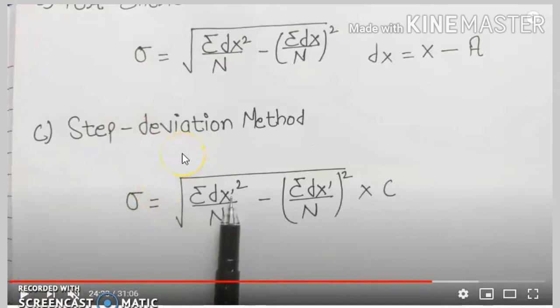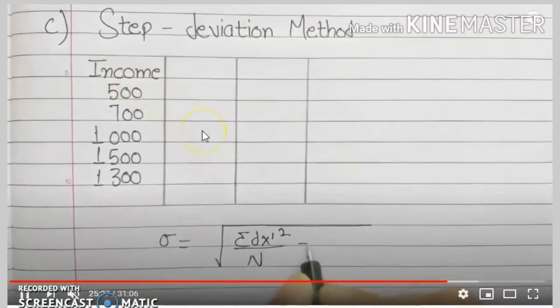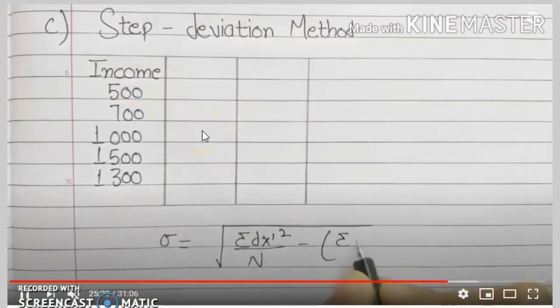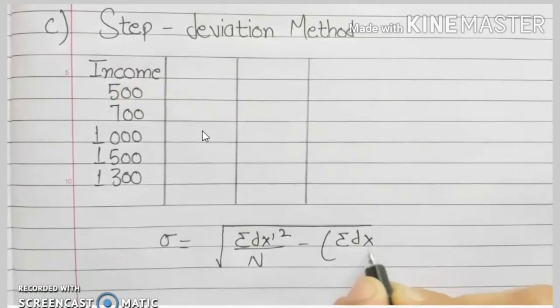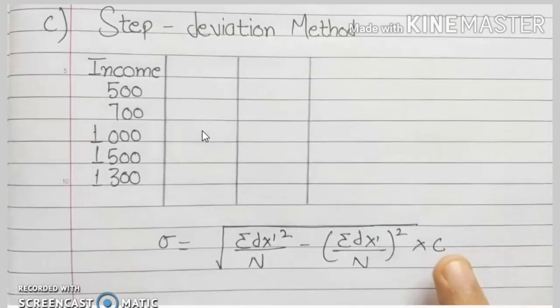How will you find the step deviation method? Sigma equal to root of sigma dx dash square by n minus sigma dx dash by n the whole square into c is the formula. So this is the question of step deviation. Income is given. What's the formula? Sigma equal to root of sigma dx dash square by n minus sigma dx dash by n the whole square into c. So that's the formula.